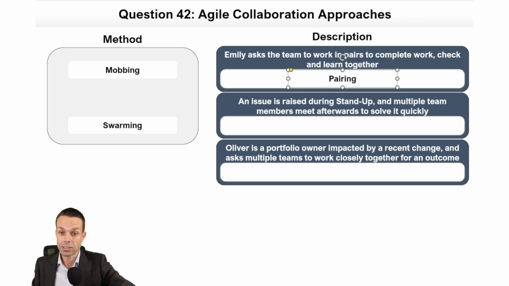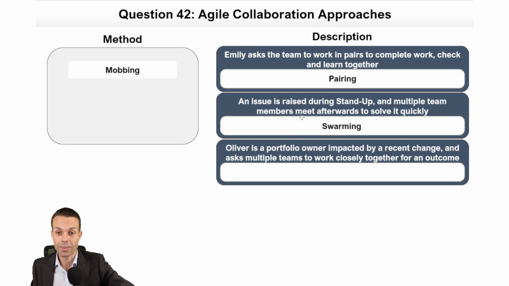An issue is raised during stand-up, and multiple team members meet afterwards to solve it quickly. They are swarming around the issue. So that's what we want to do, try and solve those issues quickly. Oliver is a portfolio owner impacted by a recent change and asks multiple teams to come together for an outcome. They are mobbing. They're creating a mob, and that's all coming together, many different teams.